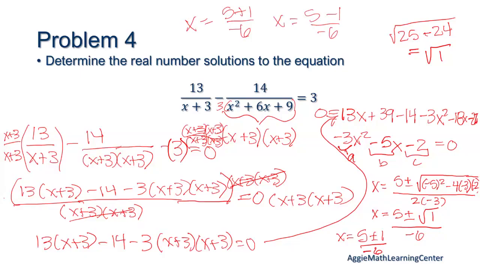Yep. So 5 plus 1, negative 6 over 6, which equals negative 1, and then this one becomes 4 over negative 6, negative 2/3. So if we write a solution set, sorry, this is kind of a mess. We'll check our answer.